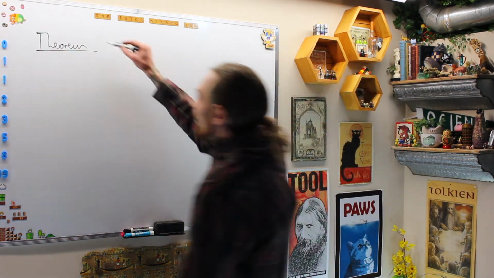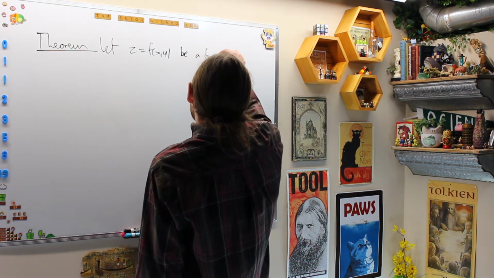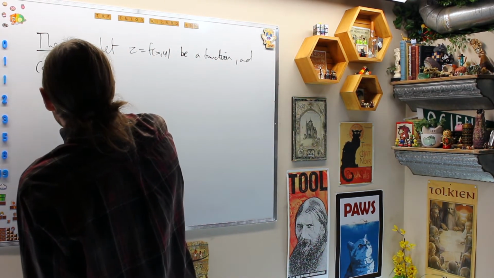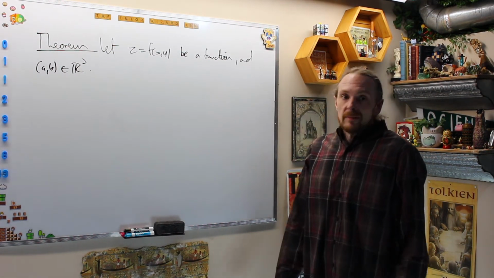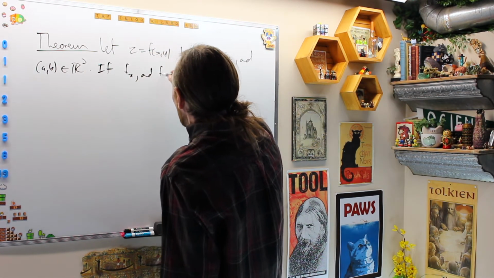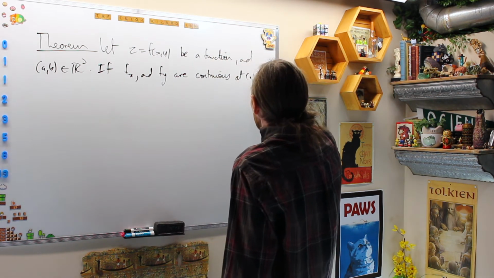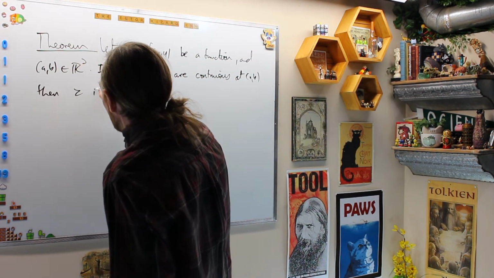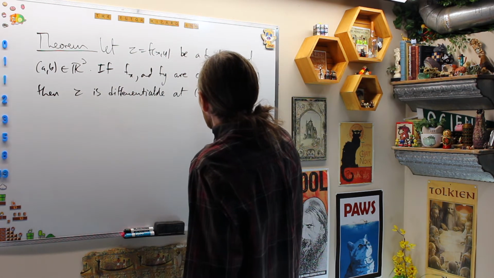Therefore, theorem: let z equal f of x, y be a function, and a b be a point in R2, which I'm going to assume is in our domain. If f x and f y are continuous at a b, then z is differentiable at a b.